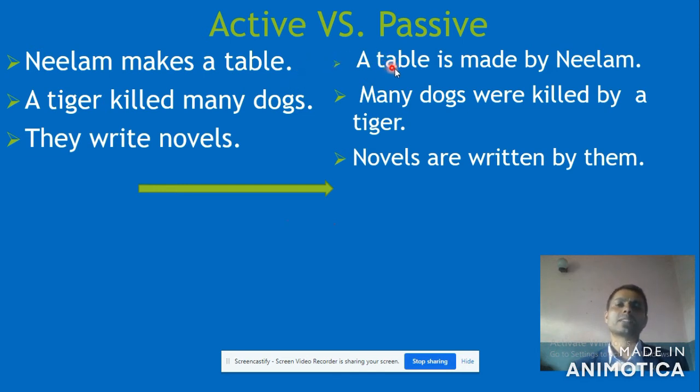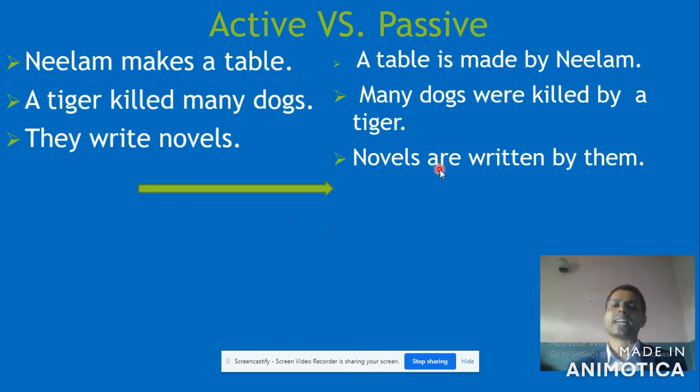Now, the subject of a passive sentence: a table, many dogs, and novels. While using the be verb. Without the be verb we cannot make a passive. The be verb plus the past participle form, or verb 3, we need. So here is, here are.